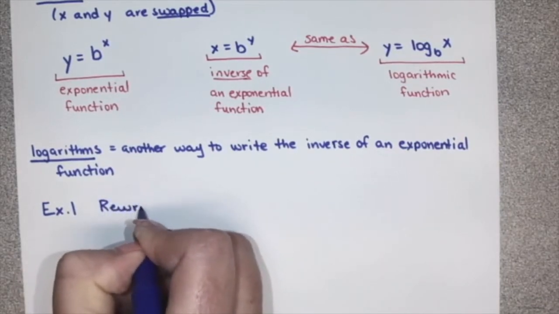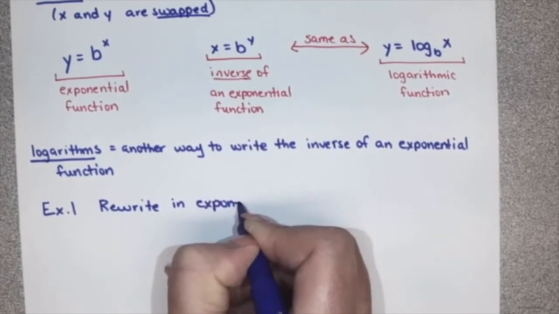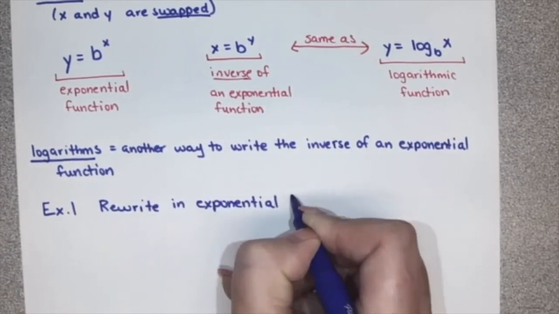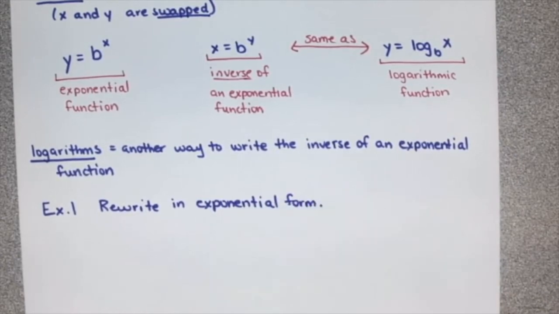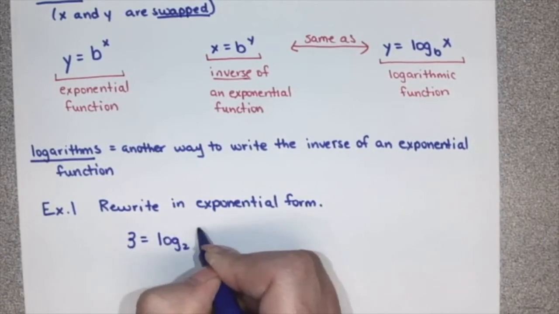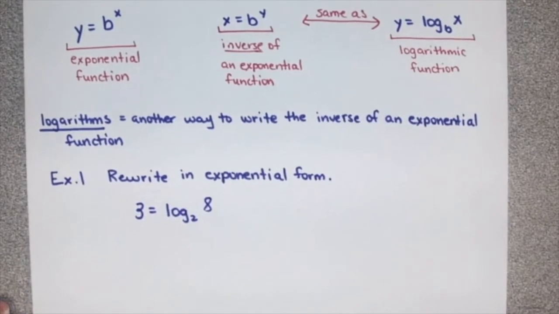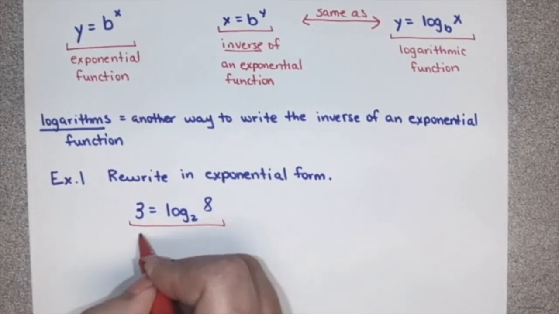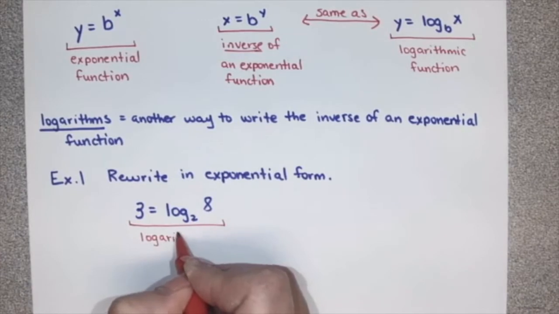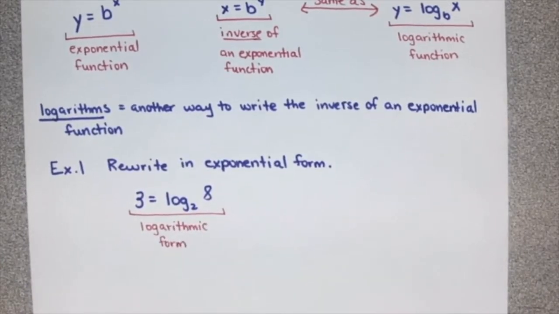So first, I want you to take a log form problem and switch it back to exponential form, and then maybe we'll do the other way too. So here is a logarithmic expression that is something that's true, that works out. So I don't think there's any shocker here, right? This is logarithmic form. So you just need to learn what goes where.